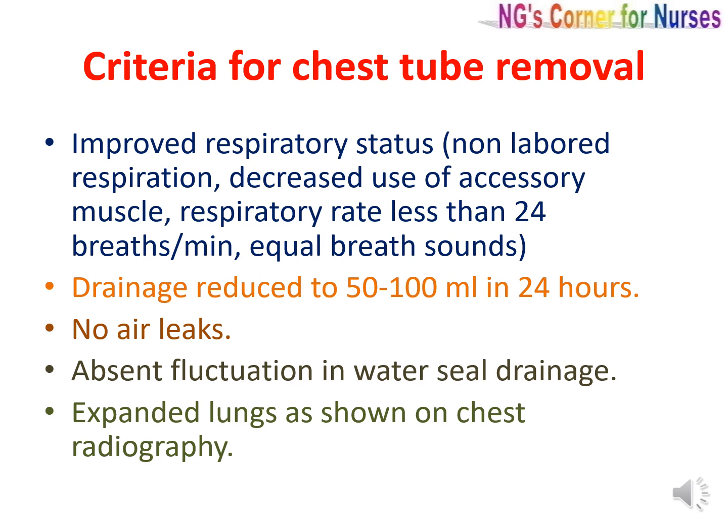Next, coming to the criteria for chest tube removal. Improved respiratory status. How will we understand the respiratory status is improved? There is no labored respiration, decreased use of accessory muscles, respiratory rate less than 24 breaths per minute and equal breath sound in both lungs. Next, drainage reduced to 50 to 100 ml in 24 hours, no air leakage, absence of fluctuations in water seal drainage and expanded lungs as shown on chest x-ray.